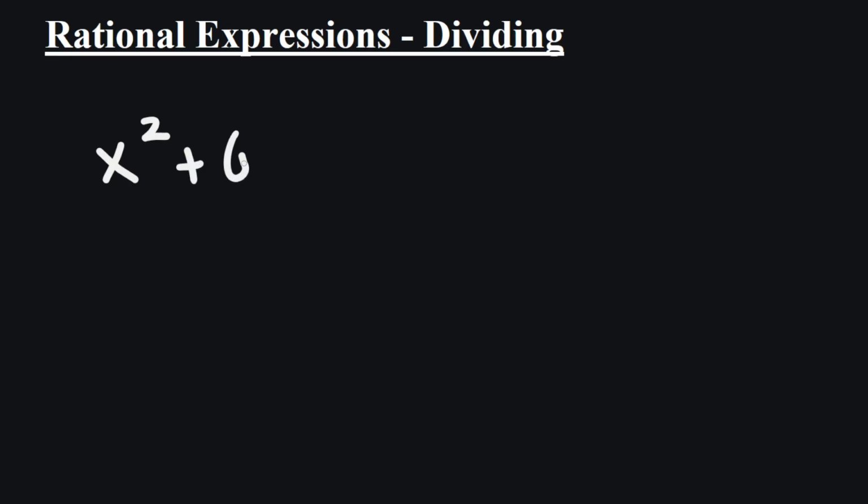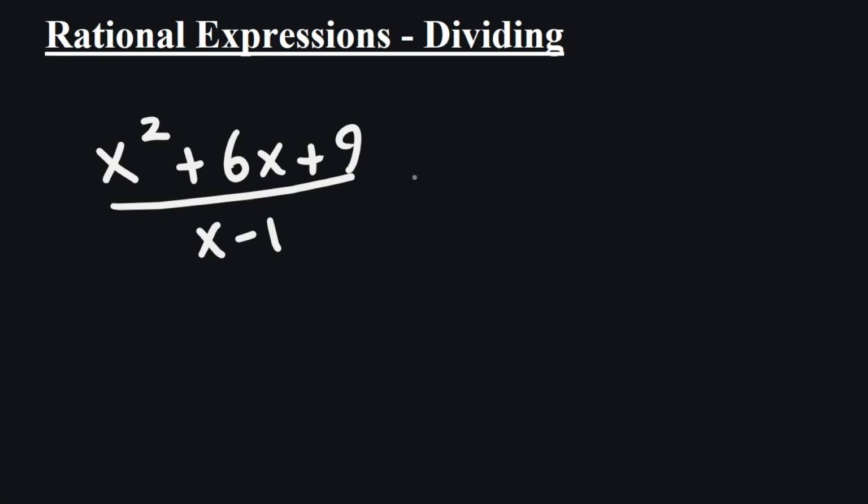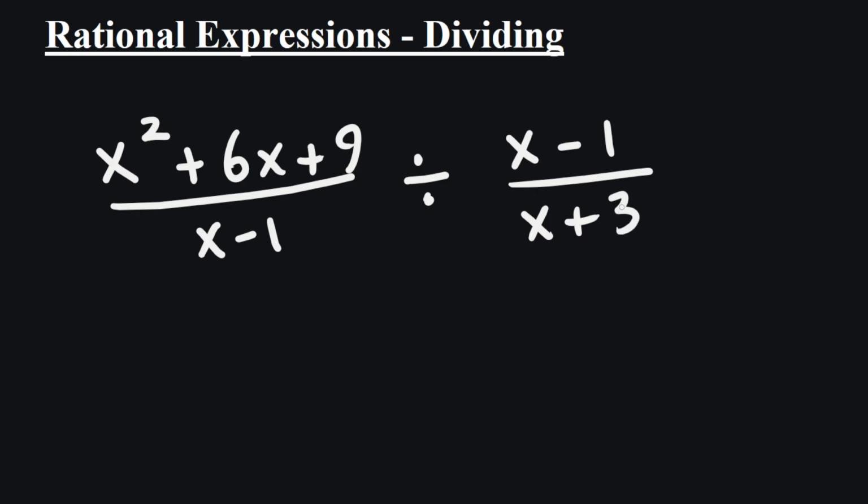Let's say we have x squared plus 6x plus 9 over x minus 1, and we're dividing by x minus 1 over x plus 3. So we're dividing this rational expression over here by this one over here. It's very similar to multiplying, but there's one extra step. Let's take the reciprocal of this.